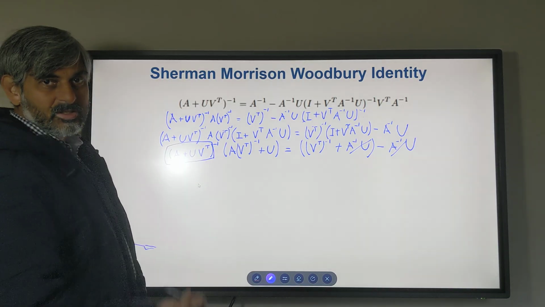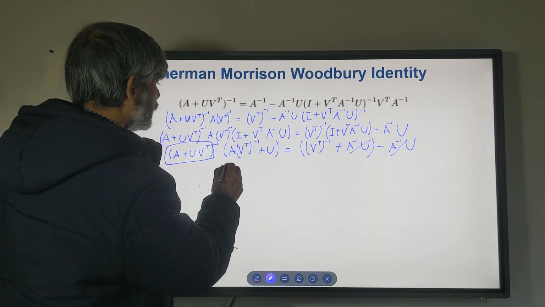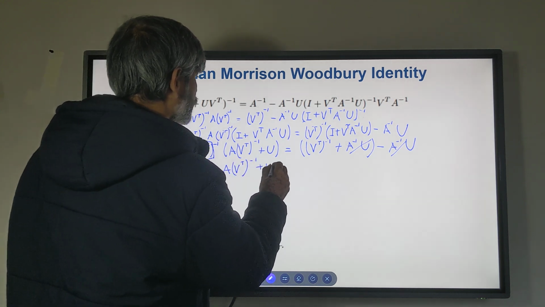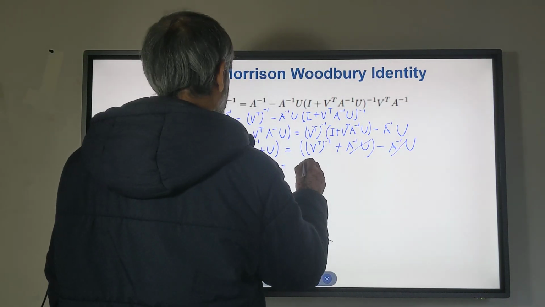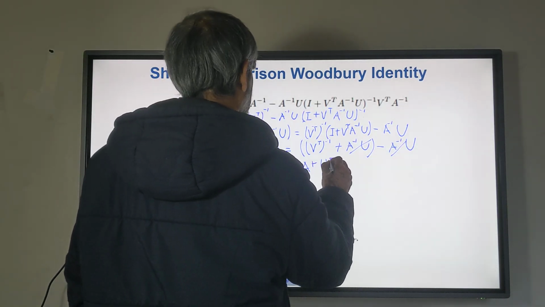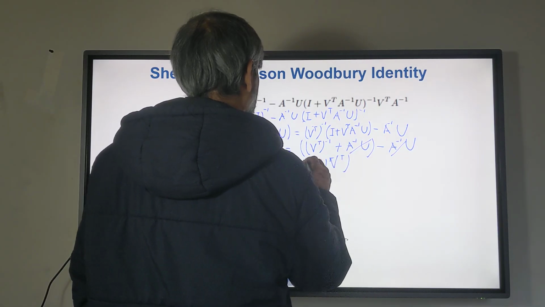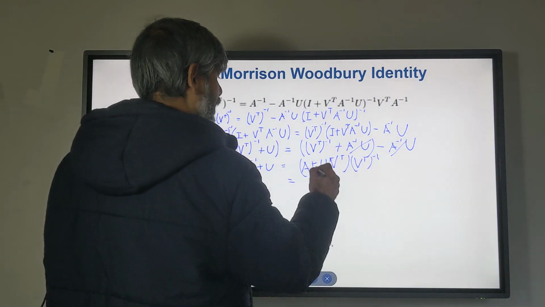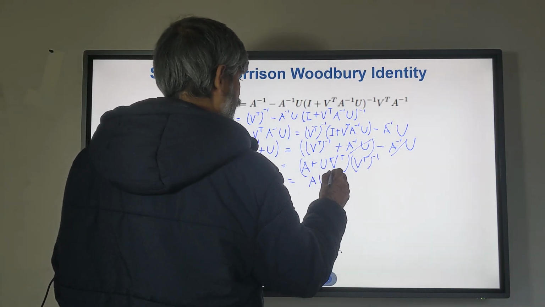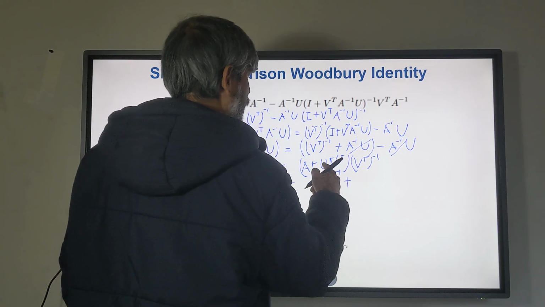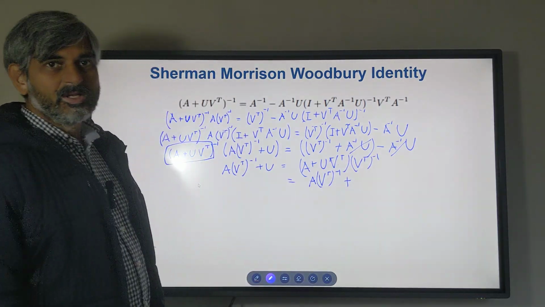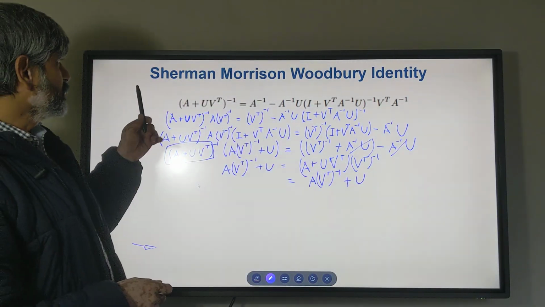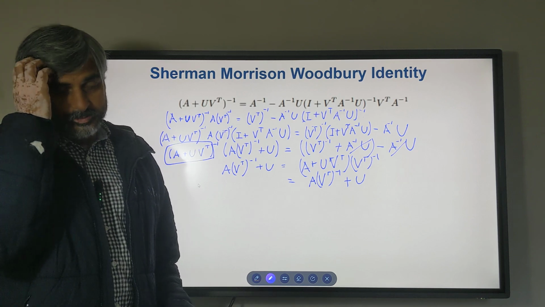I'm going to multiply this whole thing with A plus U V transpose, equal to identity. So I get A V transpose inverse plus U equal to (A + U V transpose) times V transpose inverse. And then if I multiply this out, we get A V transpose inverse, and then plus U V transpose multiplied by V transpose inverse is plus U. So both sides are equal, so this Sherman-Morrison-Woodbury identity is proven.